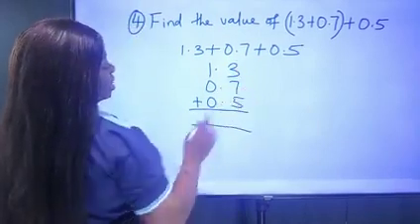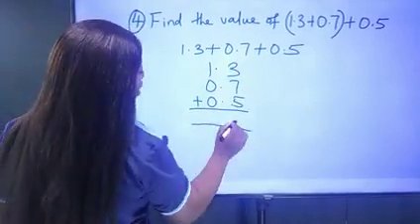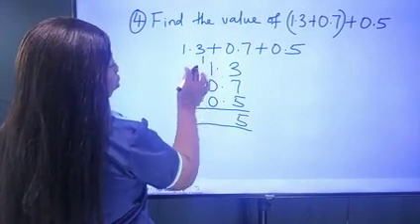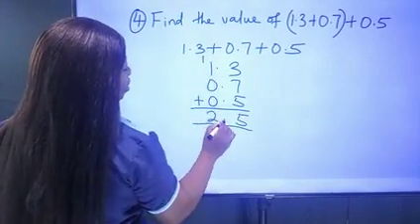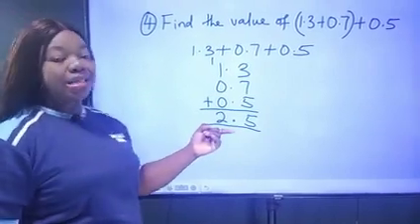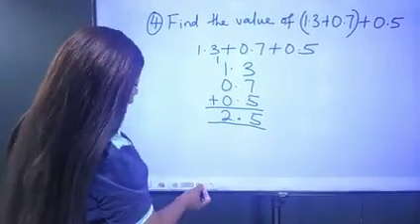So 3 plus 7 is 10. 10 plus 5 is 15. 5 carry 1. 1 plus 1 is 2. Then you have your decimal point. So that's our answer. 2.5 is the answer.